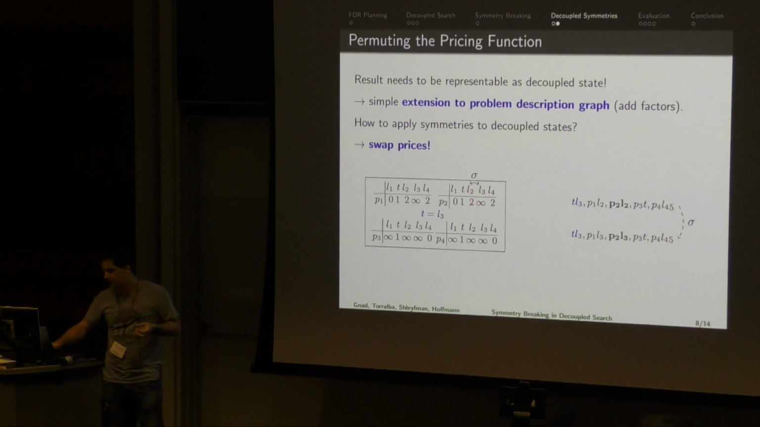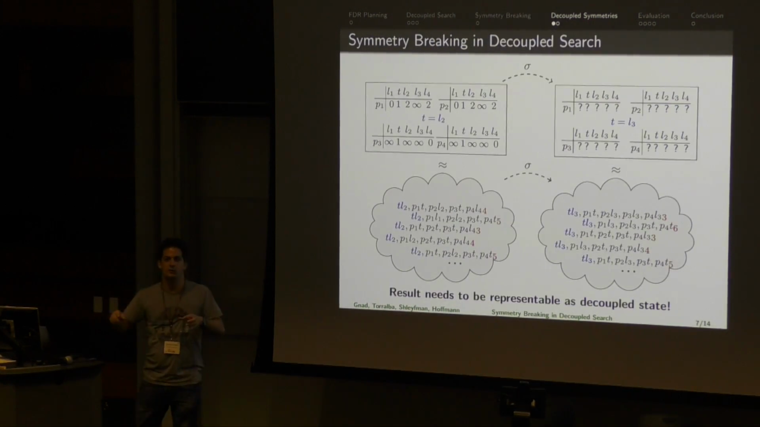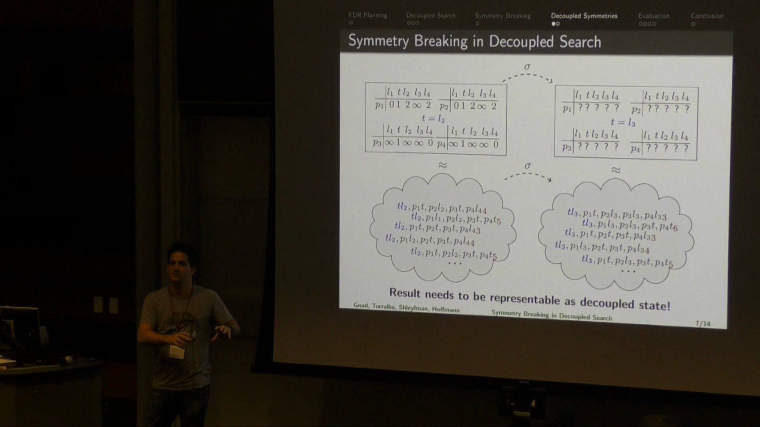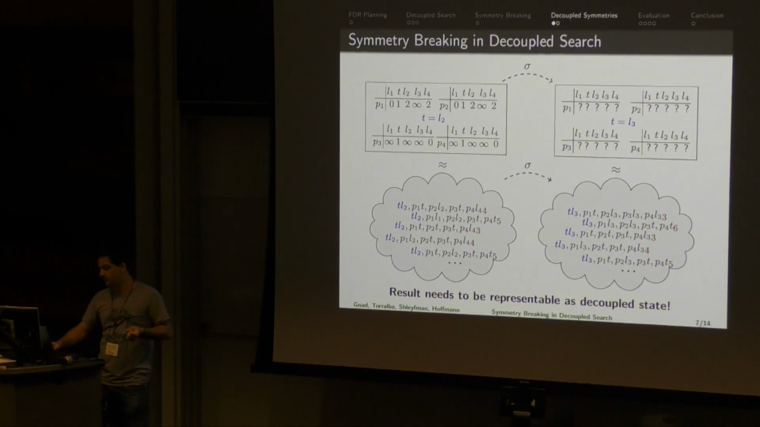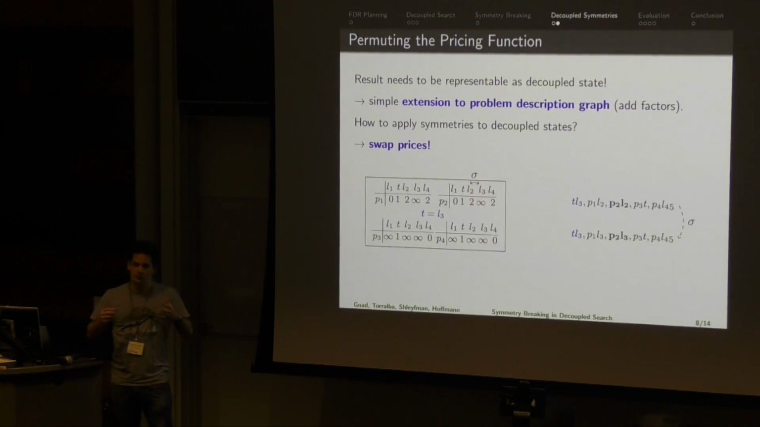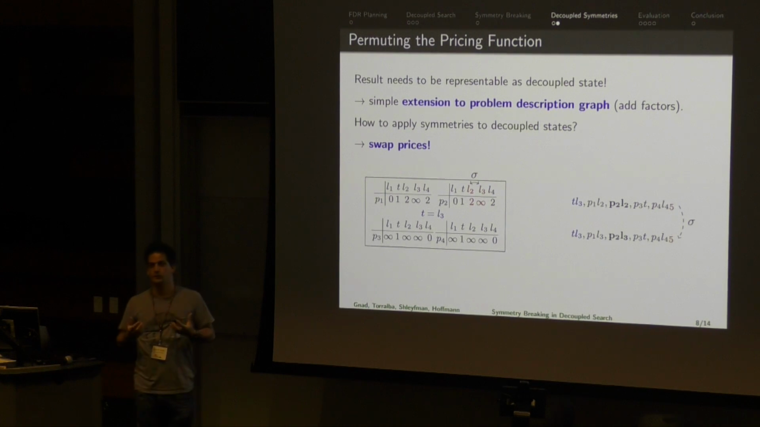And the next question is, of course, how do we then apply this? Because we certainly cannot make this detour by enumerating all possible states in the decoupled state, then applying the permutation and then going back. That's really infeasible, because there are exponentially many states in the decoupled state. So instead, we just modify the pricing function.